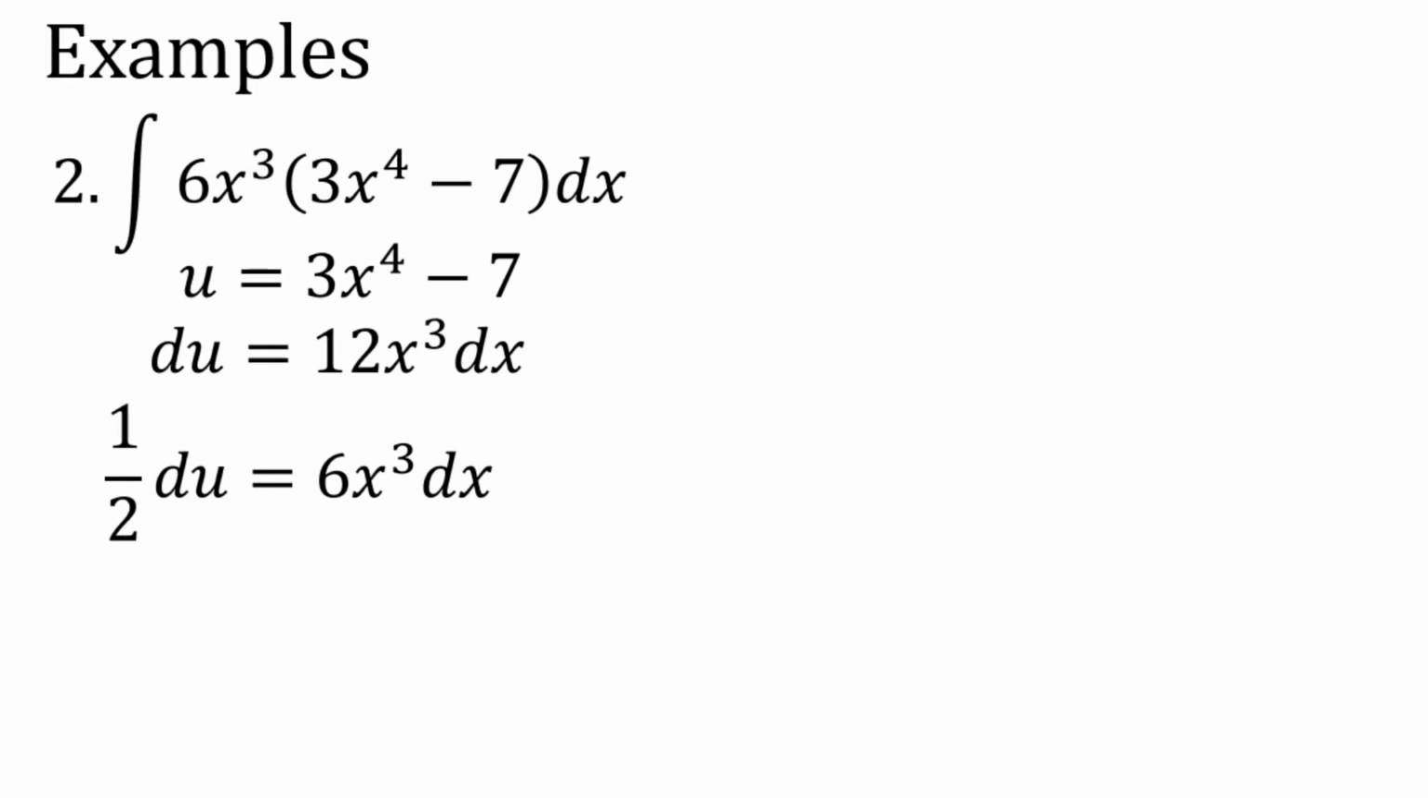Okay, because we multiply both sides by 1/2. 1/2 times du is 1/2 du. 1/2 times 12x cubed dx is equal to 6x cubed dx. Okay? And then, let us see our given. So our given is in the form of the integral of u times 1/2 du. So as you can see, we have the u here. U is 3x to the 4th minus 7, and our 1/2 du is 6x cubed dx.